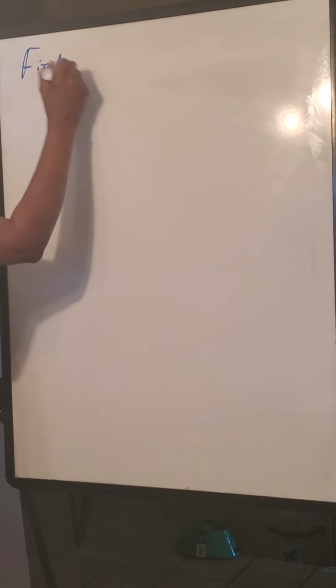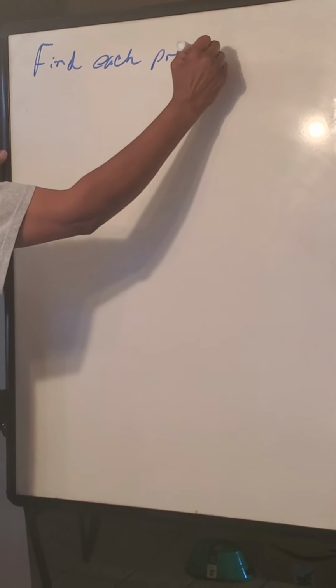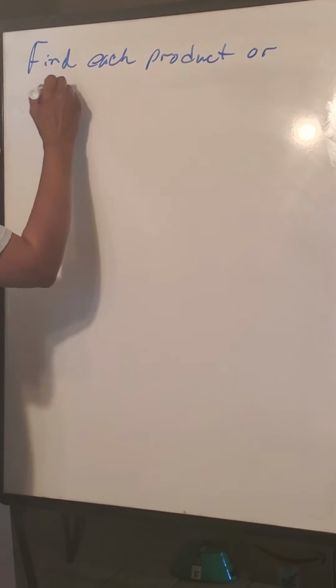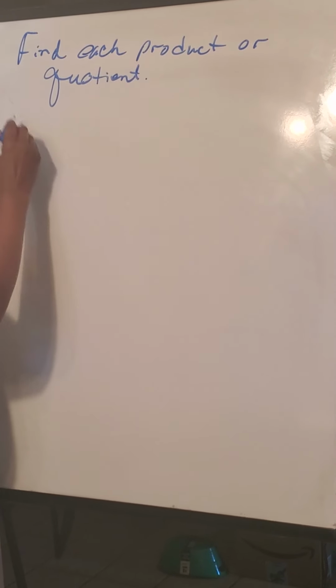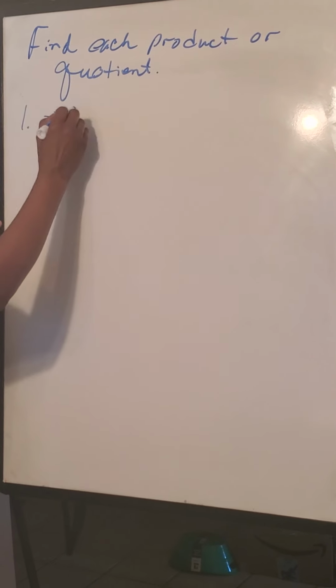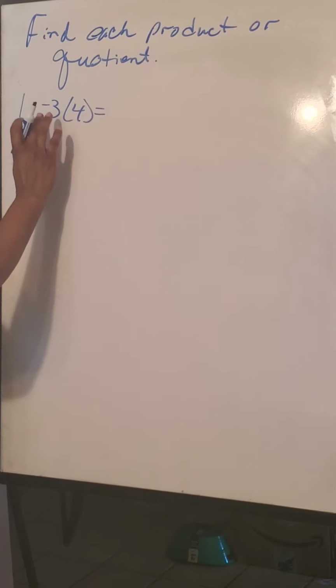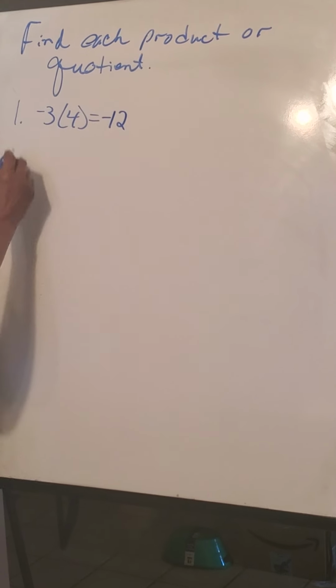So let's find each product or quotient. Example 1. If I had a negative 3 times 4, a negative times a positive gives you a negative, so I get a negative 12.